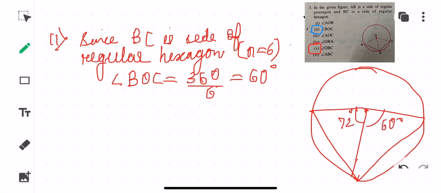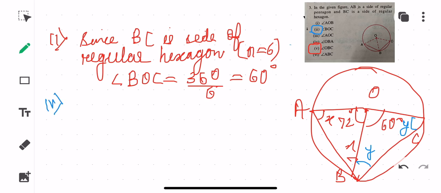So how much will AOC be equal to, children? Clearly AOC will be equal to angle AOB plus angle BOC. So this will totally be equal to 132 degrees. Now, I did the third part also, and the third part was correct, children, because this was 72. So I took this as x and this as x, and found it. If you look at the fourth part, clearly you can see you take this as y and this as y, because OB is equal to OC. So how much will you get?